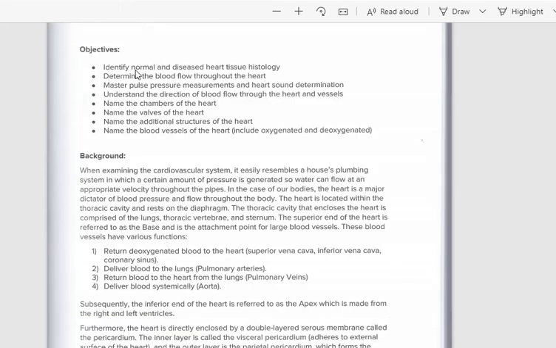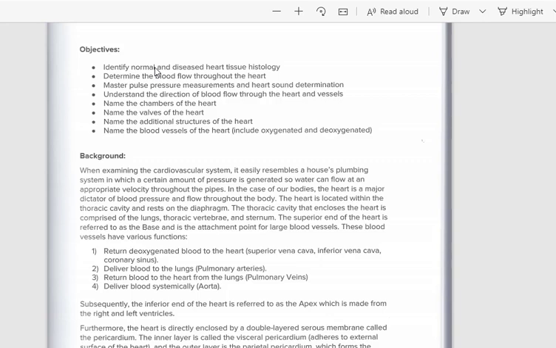One of your objectives is to be able to identify normal heart tissue and also diseased heart tissue. Now, we're really not looking at diseased heart tissue because if you had diseased heart tissue, a lot of times it's been replaced by scar tissue if you survive long enough. But if you don't survive, then you're just going to see an area of tissue that has died. So be able to identify normal heart tissue.